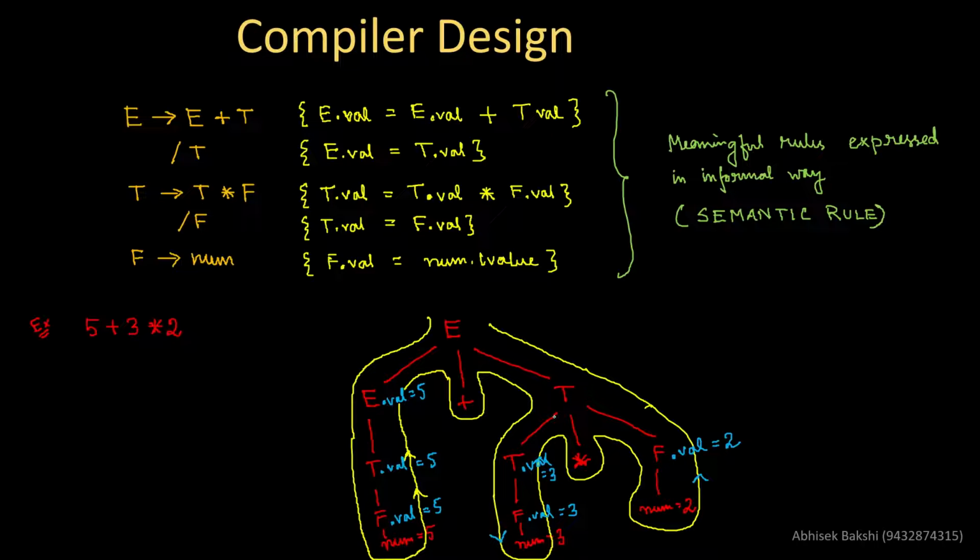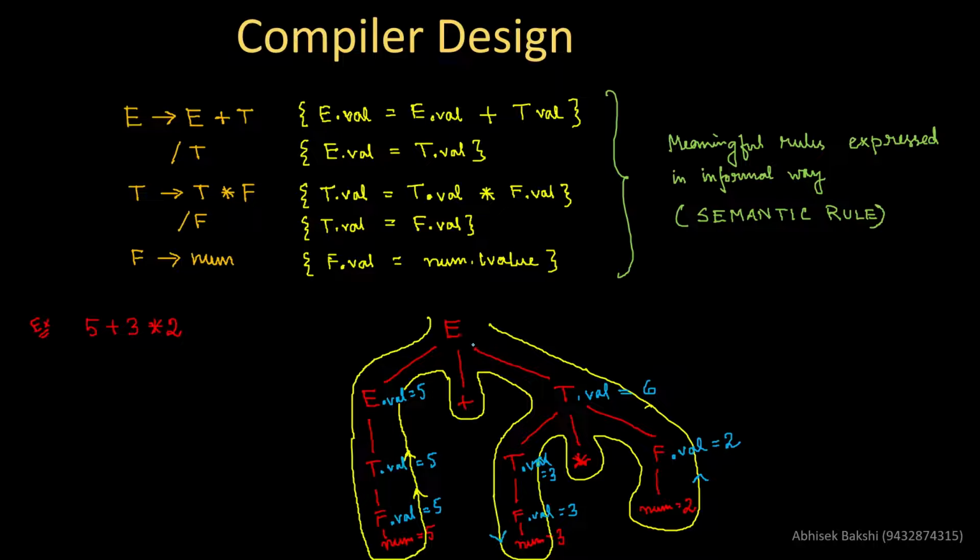Then when it comes to this point, I can see that I can fire the production T to T star F, right? And what is written over here, T to T star F, that is T.val equals T.val into F.val. That means whatever value of the val attribute in these other two nodes T and F, that will be multiplied, and the result should get stored in the val attribute of this T, that is over here. So here it will be 6.